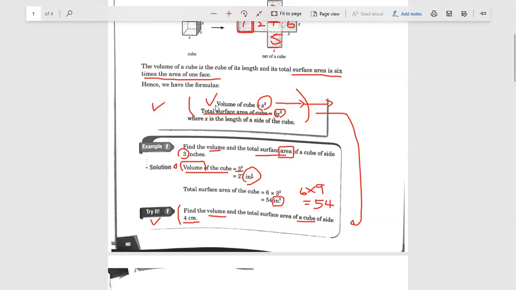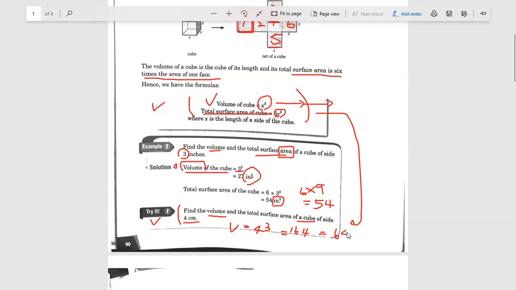It's x to the third. X to the third. Very good. So what would be the x in this case? 4 centimeters. Excellent. So it's 4 centimeters to the third. What would be this answer? 4 times 4 is 16, right? So it would be 16 times 4. 16 times 4 will be 64.